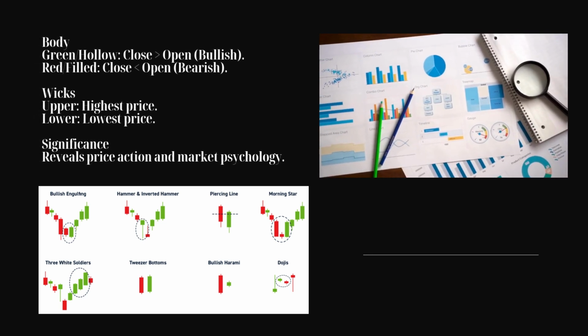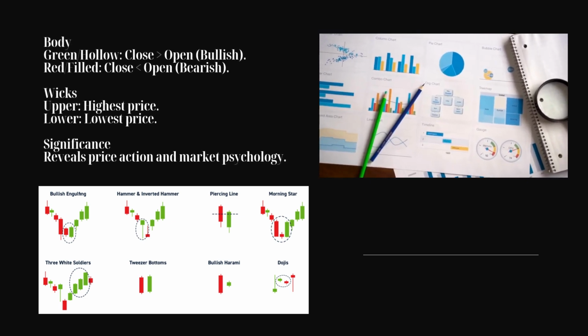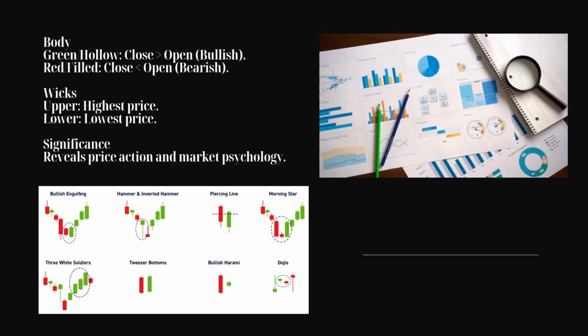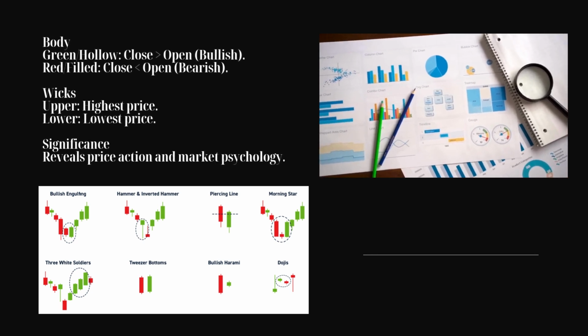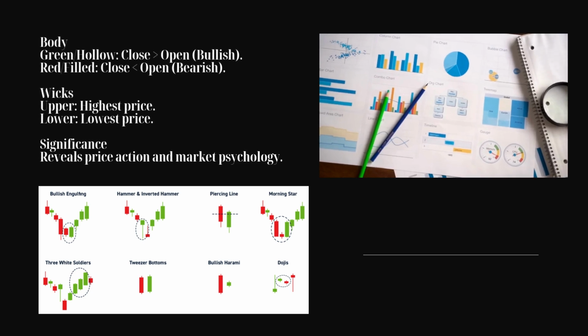The wicks, or shadows, thin lines extending above and below the body. These represent the highest and lowest prices reached during the trading period. The upper wick shows the high price, and the lower wick shows the low price.